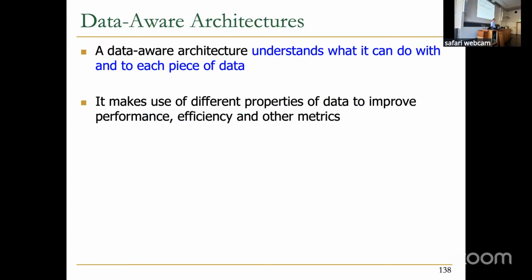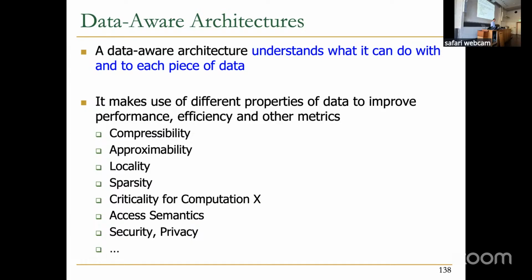And this architecture can make use of different properties of data to improve different metrics: performance, efficiency, robustness. And there are many data characteristics. How compressible your data is, for example. What kind of algorithms can it be compressed with? If you know that information, if you classify your data that way, maybe in hardware or software, you can compress it in different ways, right? So you can actually have different compression algorithms built into hardware. Approximability is similar to what we just discussed, error tolerance.